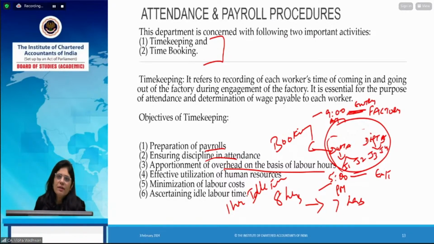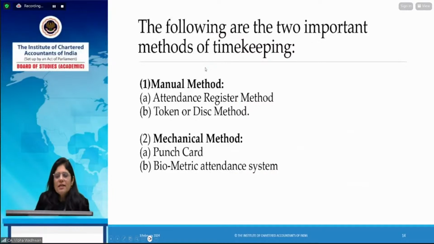So timekeeping generally notes down the entry and exit time. These are the following methods of noting down the attendance. Manual method, attendance register. Everybody must be knowing what an attendance register is. So we mark the manual attendance. I hope you know. So this is nothing new to explain. Again, manipulation can be done. In the attendance register, you are coming the next day and you are signing for a day before. So it is manual attendance, so in this there can be manipulation.